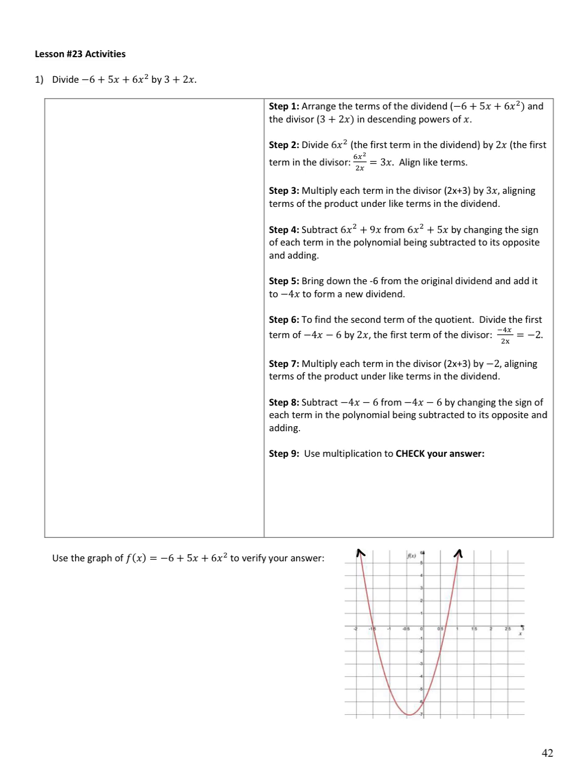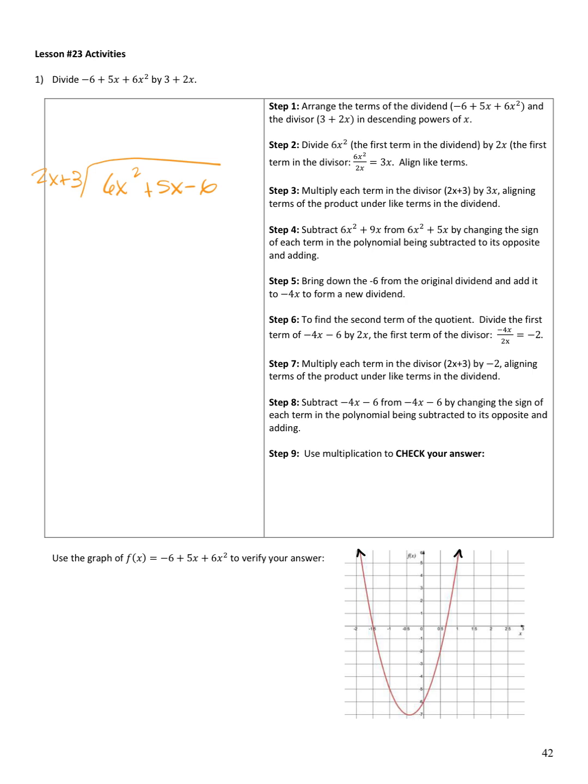These are the lesson activities for College Algebra Lesson 23. I want to divide -6 plus 5x plus 6x squared by 3 plus 2x. So first, we write things in descending powers of x. So I have 6x squared plus 5x minus 6, and I'm going to divide by 2x plus 3.